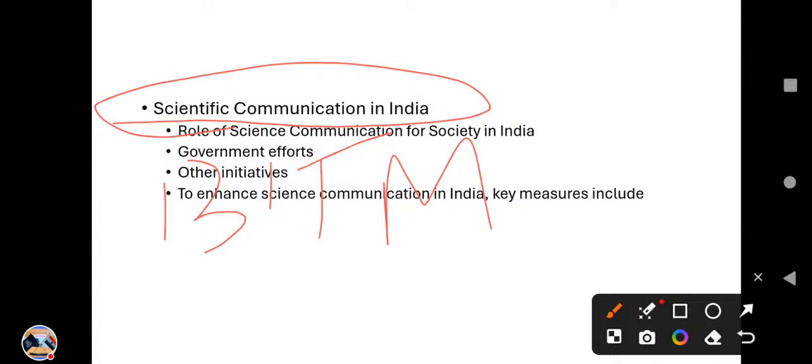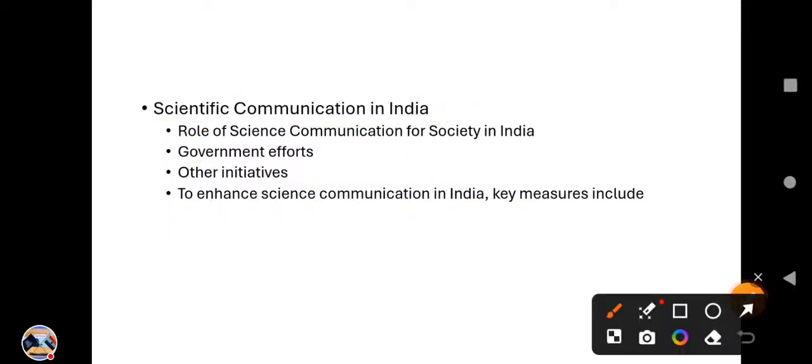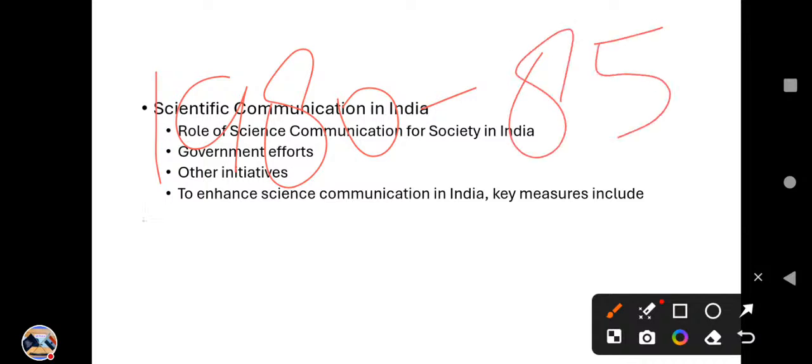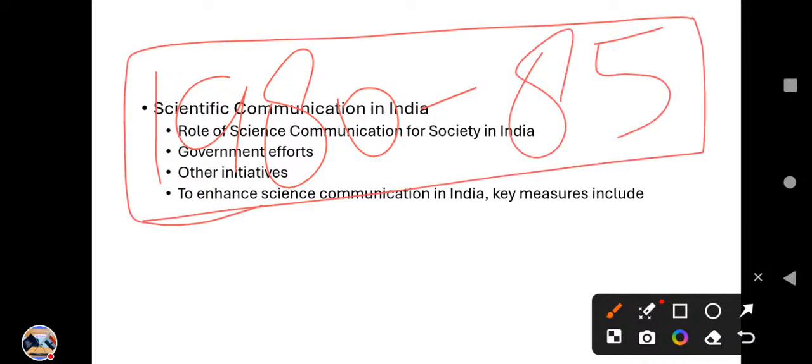National Council for Science and Technology Communication was formed during the sixth five-year plan. You should remember the sixth five-year plan, which was during the time period 1980 to 85.